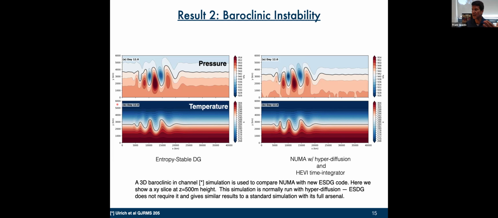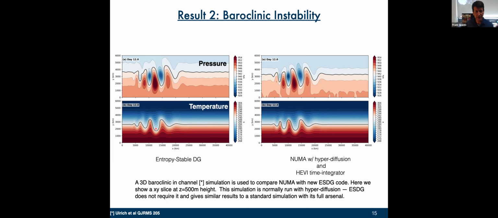And so what I'm showing you here is just a slice at z equals 500 meters to show you what happens after a 12-day simulation. The first row at the top shows the pressure curves, and the second row shows temperatures after 12 days. And I chose 12 days because that's what is shown in the original paper that showed this test case, and they compared against other models. So I want to do the same so you can compare apples to apples, right?